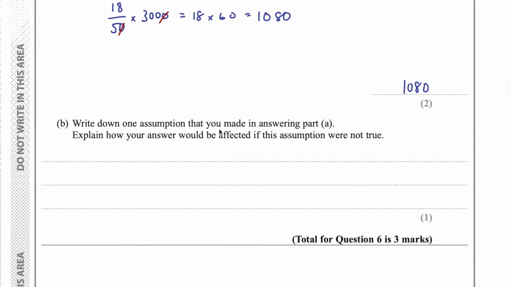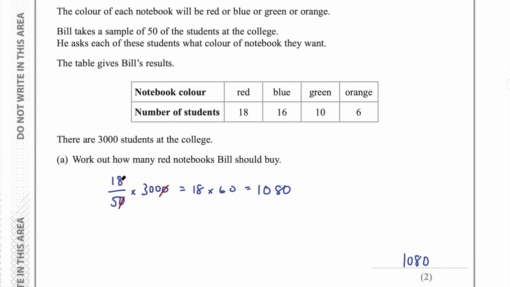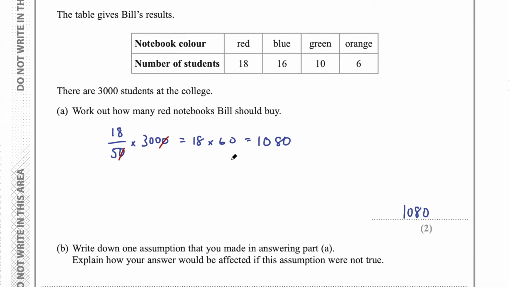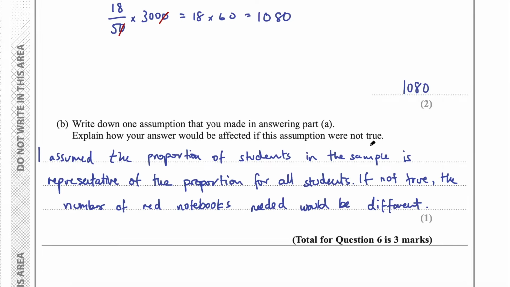Part B says write down one assumption that you made in answering part A. Explain how your answer would be affected if this assumption were not true. Okay, so we assumed that this proportion was representative of the proportion of the 3,000 students. So it might be different, and therefore the number of notebooks we would need would be different. So I'm going to try to summarize that in a couple of sentences. Assume the proportion of students in the sample is representative of the proportion for all students. If not true, the number of red notebooks needed would be different. Okay, so that was question 6 for 3 marks.